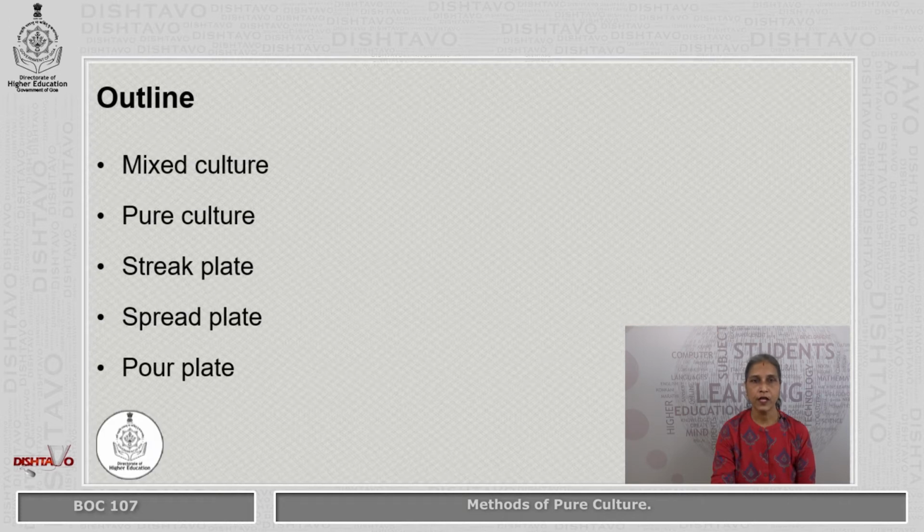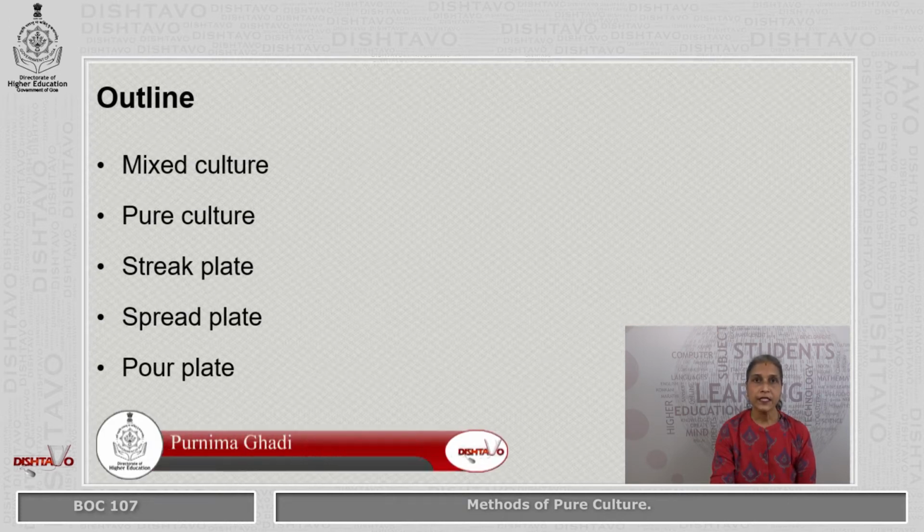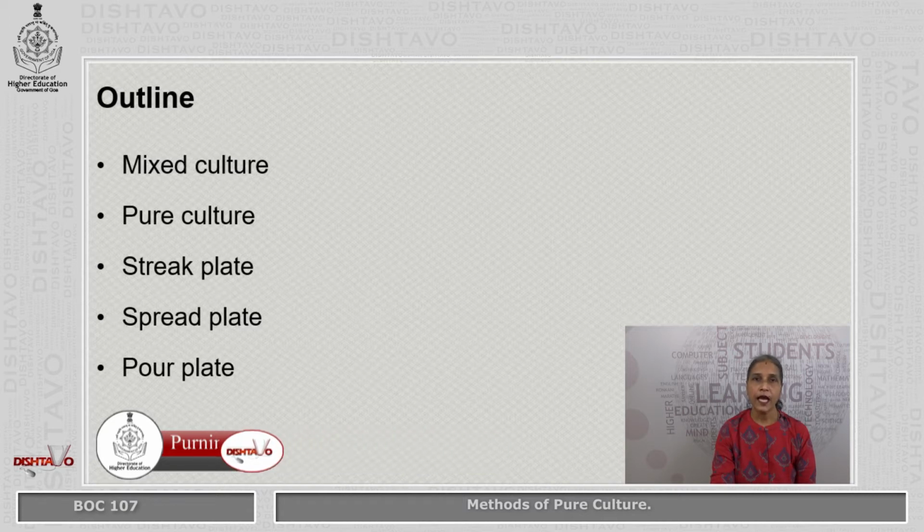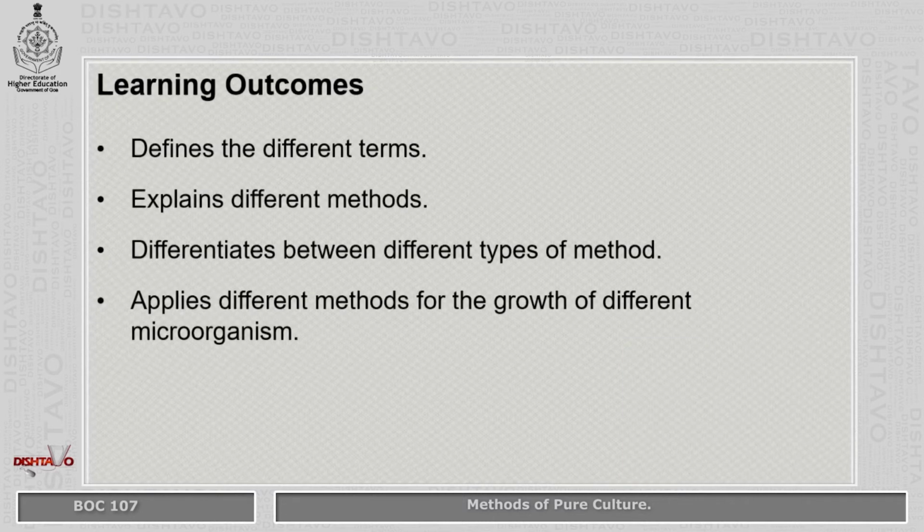In this e-module, I'll be explaining the types of cultures, that is mixed culture and pure culture, and later I'll be explaining the different methods for isolating the pure culture like the streak plate method, spread plate method and the pour plate method. At the end of this e-module, the student defines the different terms, explains different methods, differentiates between different types of method and applies different methods for the growth of different microorganisms.